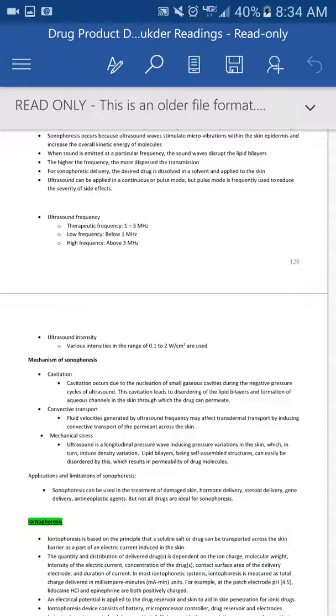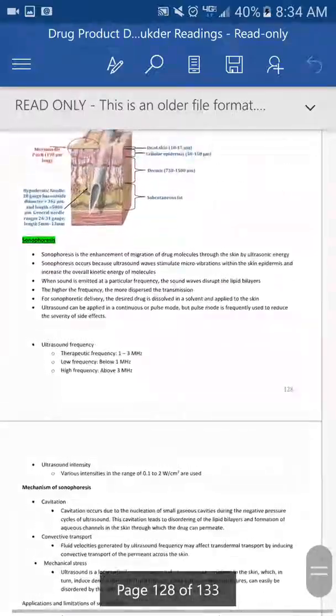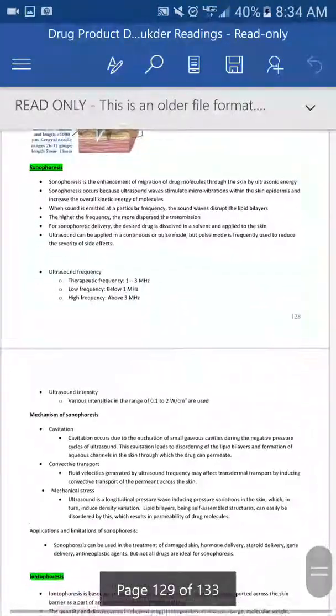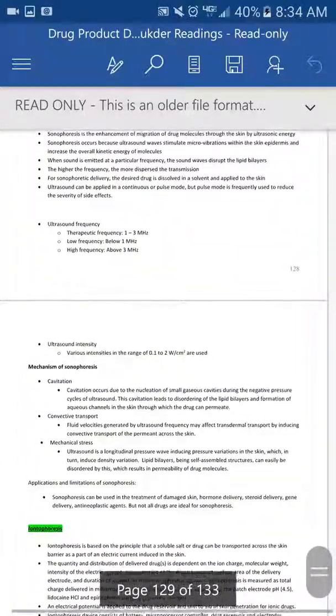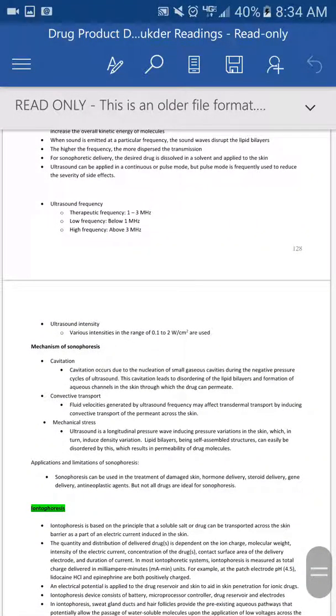For sonophoretic delivery, the desired drug is dissolved in a solvent and applied to the skin. So it does not really depend on aqueous solubility here. It could be non-aqueous or aqueous soluble in sonophoresis. The ultrasound can be applied in a continuous or pulse mode, but the pulse mode is frequently used to reduce the severity of side effects. So if you get contact dermatitis, blah blah blah.